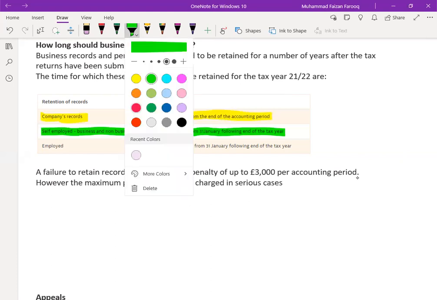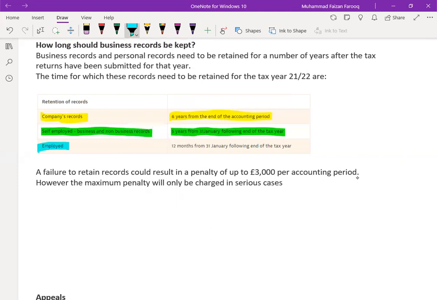And the third one is employed. Employee has to keep his records for 12 months from the date which is 31st January following the end of tax year. So these are the 3 periods of record keeping.